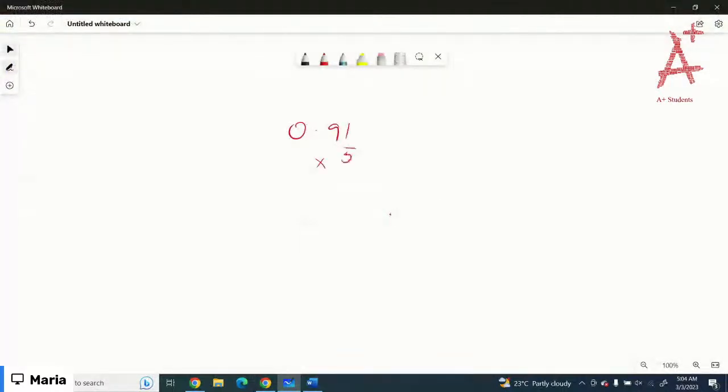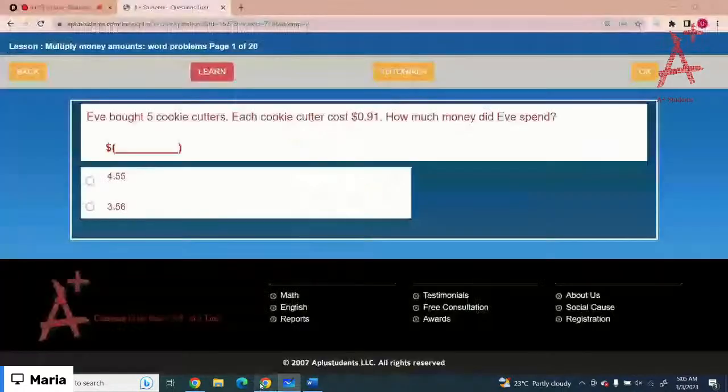Let's suppose we don't have any decimal. Let's just multiply the whole numbers. Got it? 5 times 1 is 5. 5 times 9 is 45. So here you have two decimal places. Got it? So you need to move decimal point two places left. So it would be 4.55. Got it? So the correct option is 4.55. The first option is the correct one. Just select the correct option, then click on the OK button.